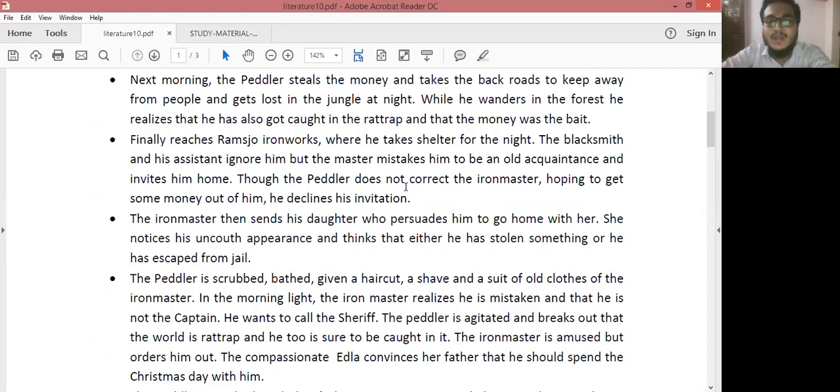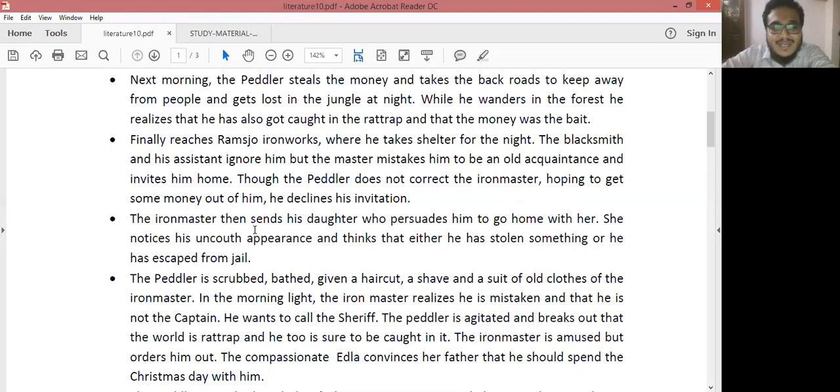The peddler does not correct the iron master, hoping to get some money. He did not correct him. Who is he? And he expected that he is going to get some money. He declines his invitation. Beginning, students, don't get confused. He did not decline. Beginning, he is declining his invitation. He is not accepting. He is not getting convinced with his invitation. But who is convincing? That is his daughter.